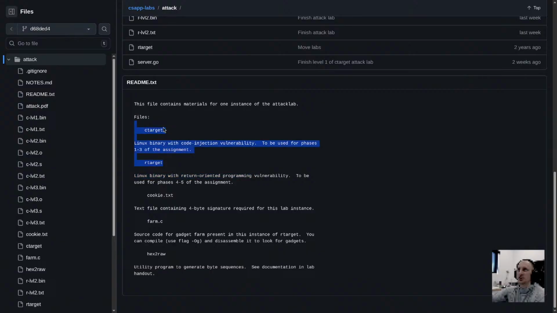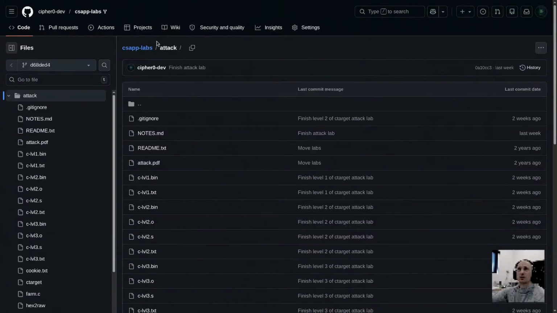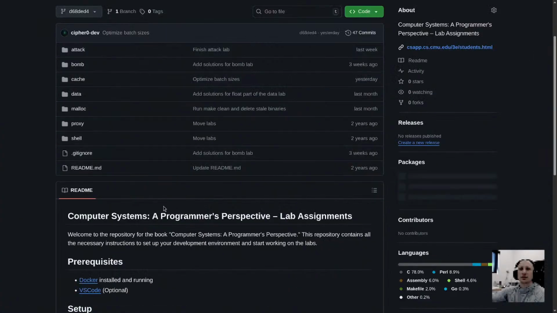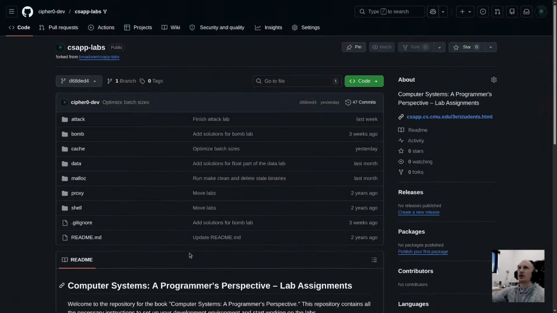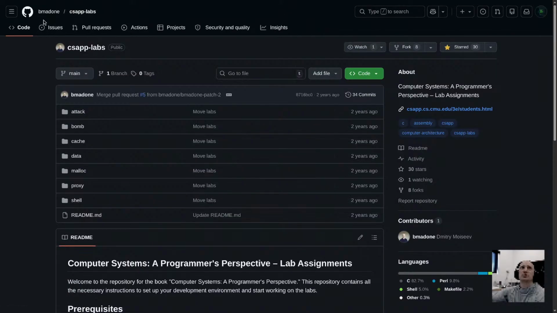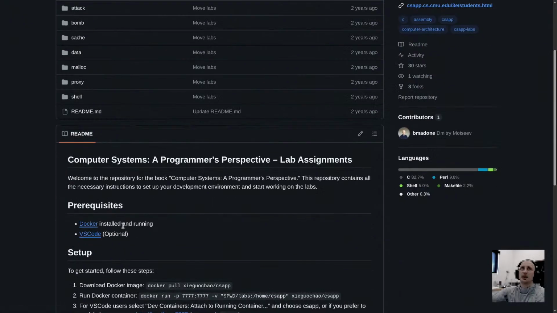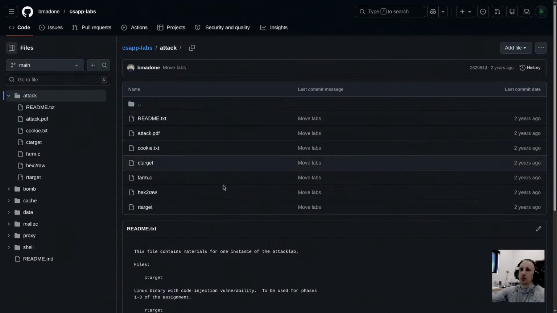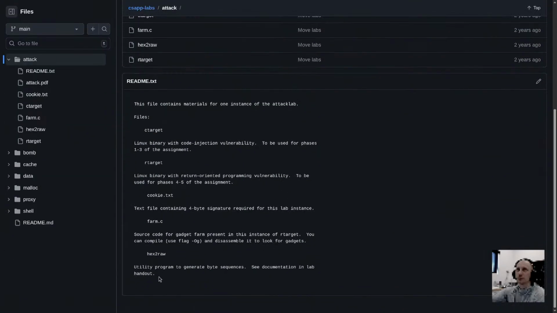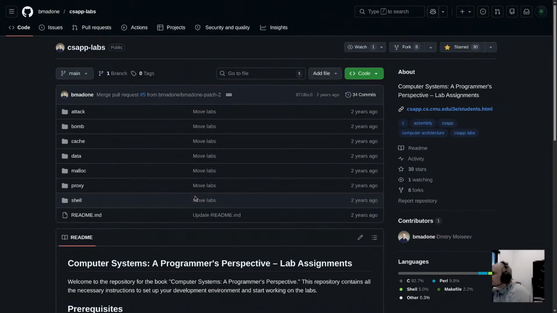But this is a lot of GDB. So if you're interested in that, there's a repo. If you go here, I forked it from this repo here. This B Madone CS APP Labs, and then you go to attack. It's a pretty cool lab if you have the time. I learned a lot from it. That's the only reason why I'm hyping it up so much. Yeah.